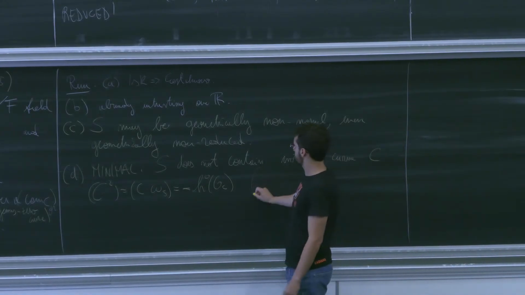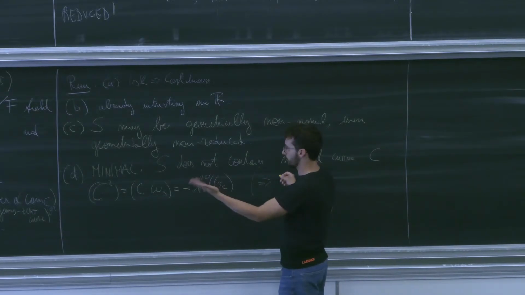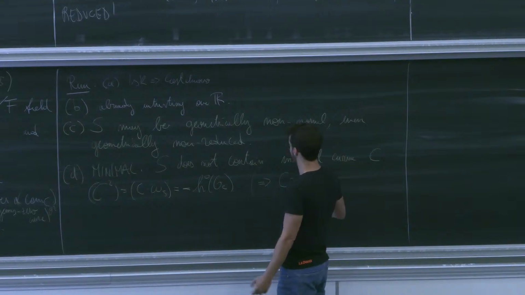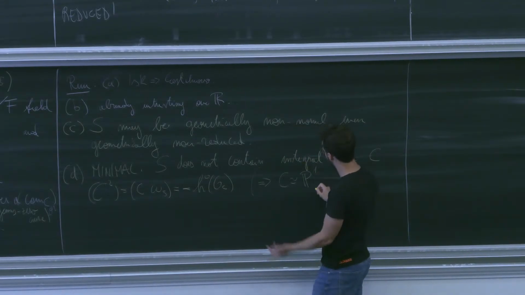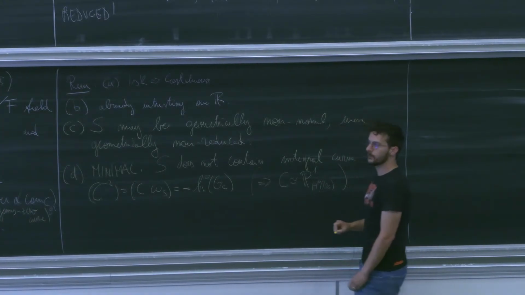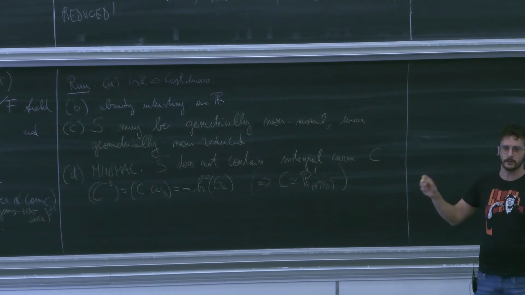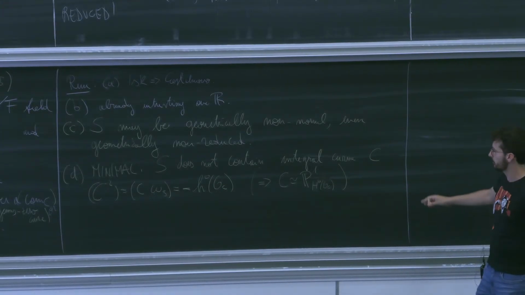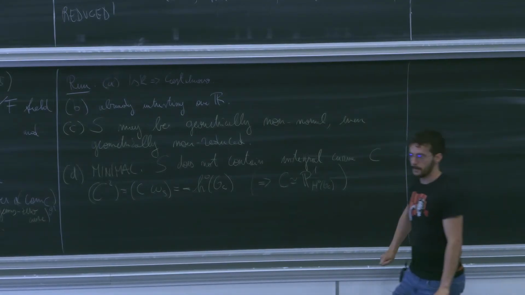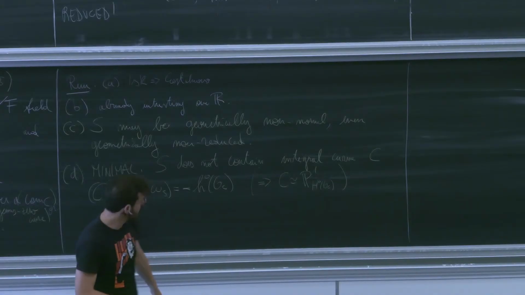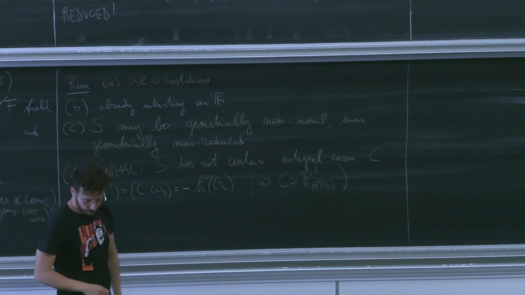This actually implies that, as for the case of -1 curves, C is isomorphic, if you verify this, to P^1 over h^0 of O_C. So this is called in the literature exceptional curve of the second type, whatever, but this is what it means. Good.